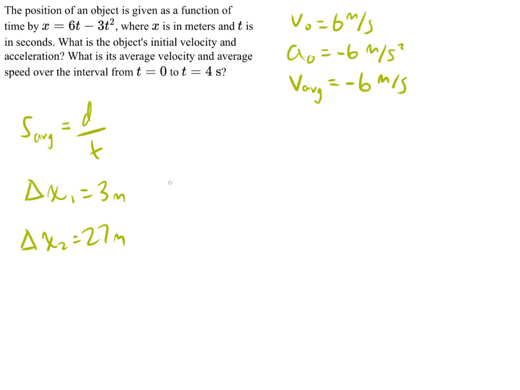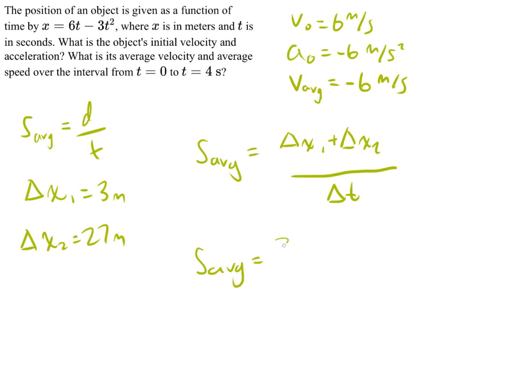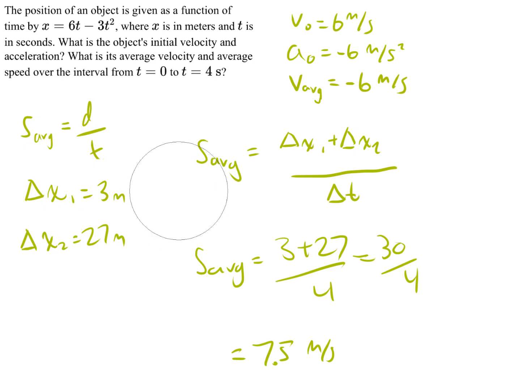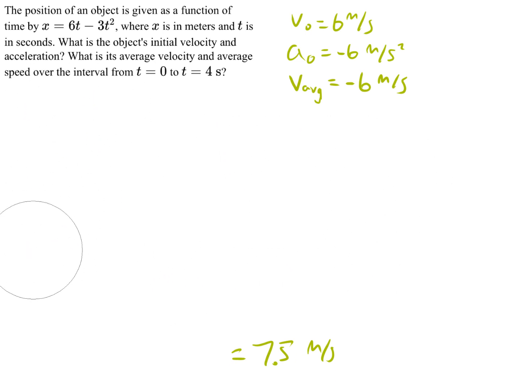So now we can calculate the average speed. The average speed is simply equal to the total distance, which is the two distances that we just found, divided by the time interval. The time interval is 4 seconds again. So this becomes 3 plus 27 divided by 4, which equals 30 divided by 4. So your average speed is 7.5 meters per second.